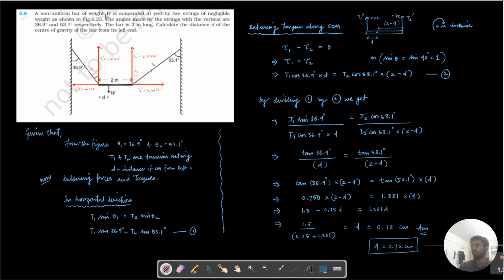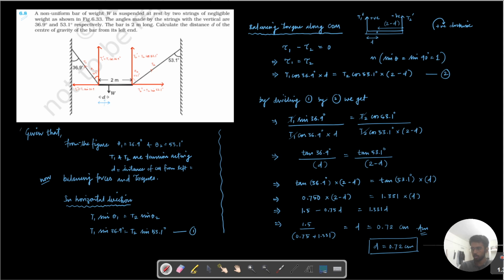A non-uniform bar of weight W is suspended at rest by two strings of negligible weight as shown in figure 6.33, that is shown here. The angles made by the strings with the vertical are 36.9 degree and 53.1 degree respectively. The bar is 2 meter long. Calculate the distance D of the center of gravity of the bar from its left end. So from the left end, that is this side, you have to calculate the value of D, right?